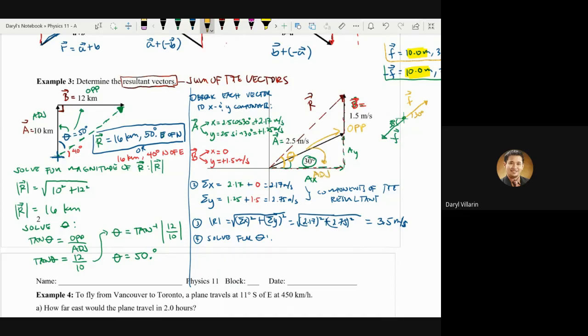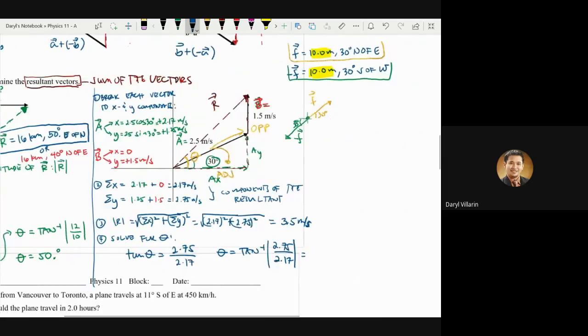So what is that opposite side? Tangent theta: the opposite side is just 2.75 over the sum of all x, in this case, which is 2.17. Theta is equal to the tangent inverse of 2.75 over 2.17, which should give you a value of around 52 degrees.